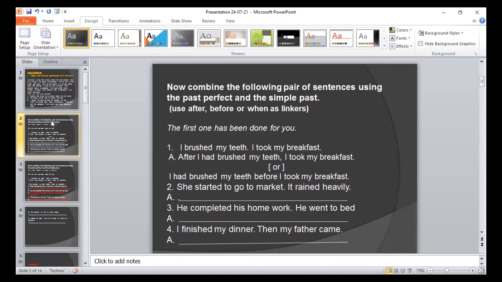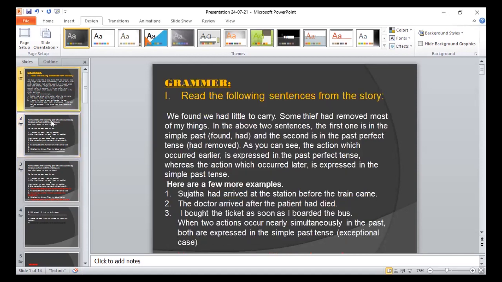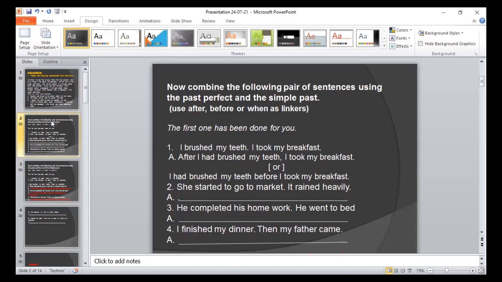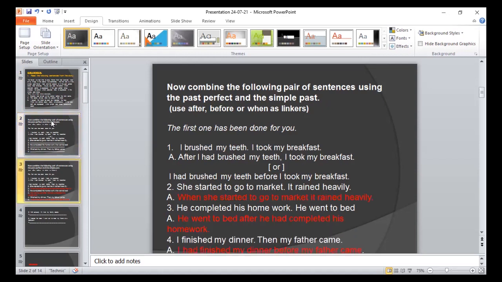Then the fourth one is, I finished my dinner. Then my father came. I finished my dinner, then my father came. Okay. For that, I had finished my dinner before my father came.